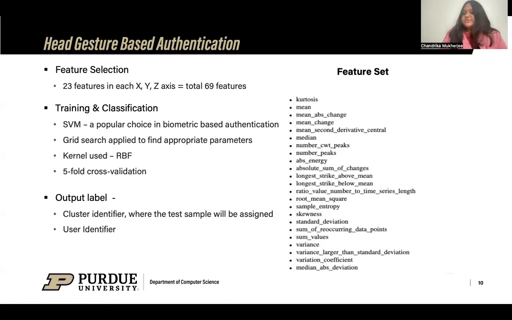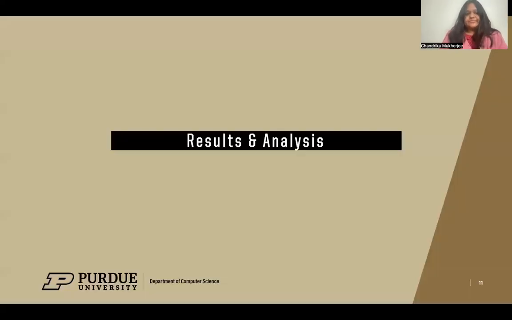This is a popular choice for many biometric-based authentication. Also, grid search has been applied to find appropriate parameters. RBF kernel is used with 5-fold cross-validation. The output label is either the cluster identifier, that is the assigned cluster by the affinity propagation algorithm, or the user identifier. Now I will show some results and analysis.